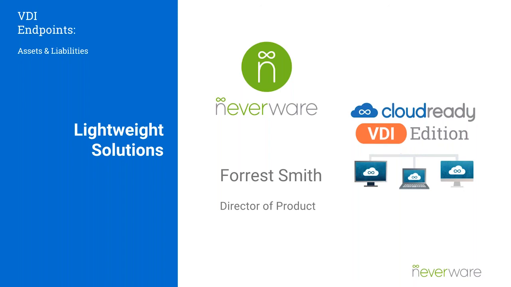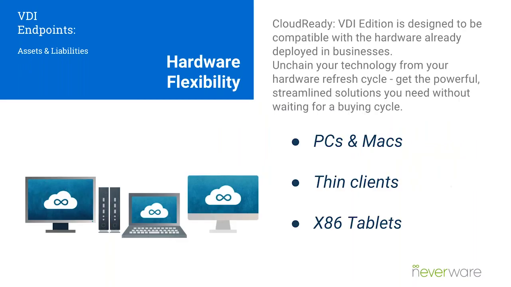First, we want to talk about hardware flexibility. Like I said, hardware refresh cycles are often tied to the solutions that they connect to. If you're buying thin clients, you have to buy the right thin clients for the vendor or technology you want, and you can't switch vendors without switching hardware. Or perhaps you feel that VDI is best suited to thin clients or zero clients, but you have a whole lot of PCs and Macs or x86 tablets. All of this logistical juggling to figure out when and how you can switch to the right solution for you is something that we built CloudReady VDI Edition to end.